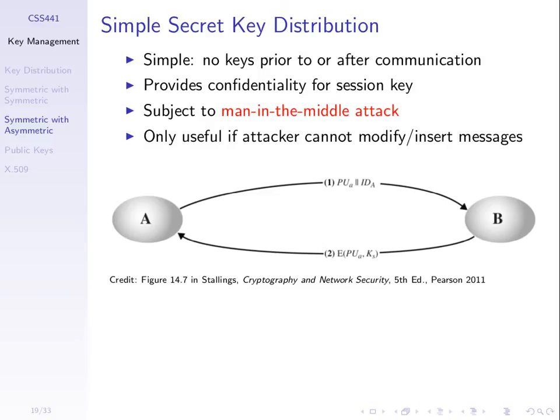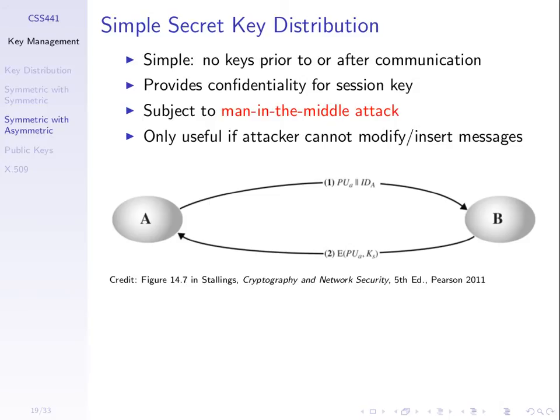So what happens is user A sends a message to B, message one, saying, I am user A, here's my identity. Maybe it's a unique username or an IP address, something that identifies user A in the set of users, and sending A's public key. So A says, here's my public key, sends it to B, and the meaning of this message is, I want to communicate with you, please send me a secret key. When B gets message one, B sends back a response. It contains the secret key, KS, but it's encrypted with the public key of A.